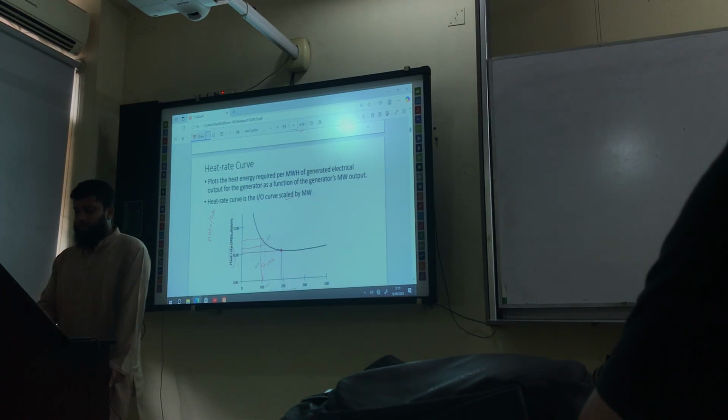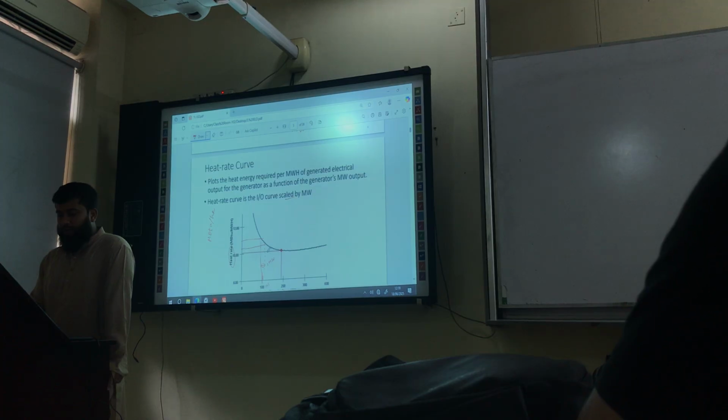So that's why it will give you the information that to produce additional 1 megawatt power, how much additional heat energy you will need per hour. That information you will get from this curve. And this curve is based on the generator efficiency. What does it mean?